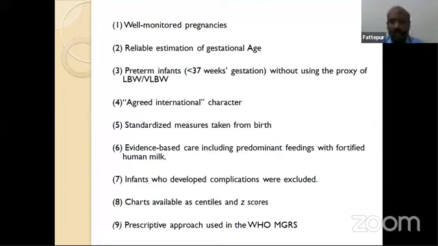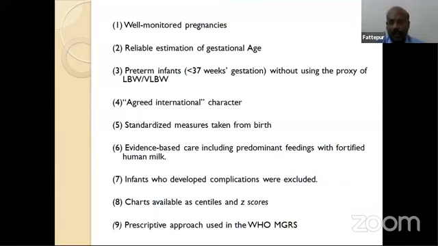And standardized measures were taken from birth. There were standard operating procedures, SOPs. Training was given to the persons who were going to measure, and the instruments with which the measurements were taken were all procured from a single company. So all standardized procedures were followed.